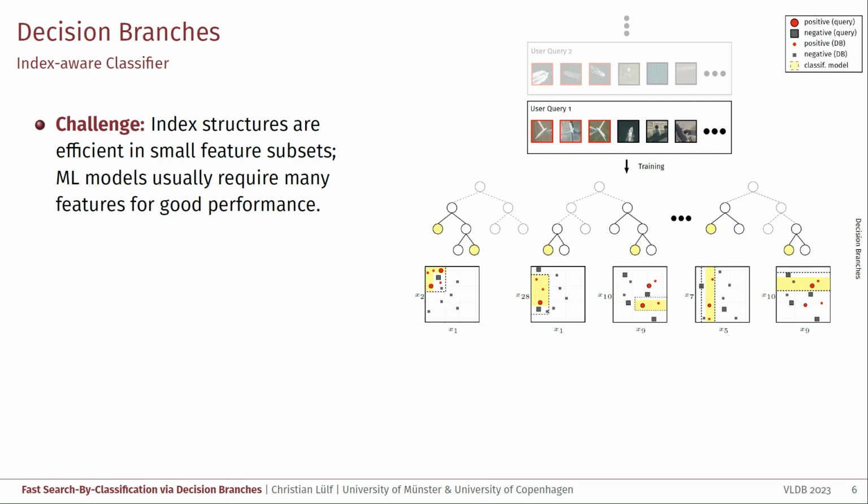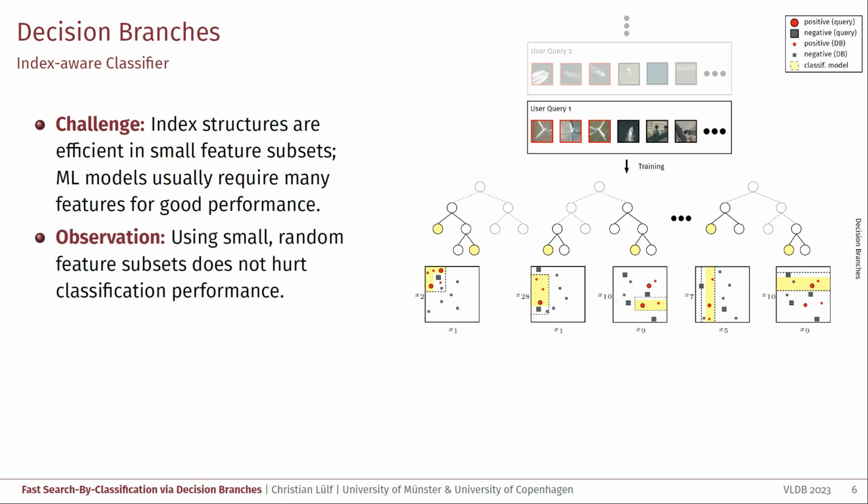Therefore, if we would use decision trees directly to translate the leaves into range queries, we would end up with leaves that cover nearly all available features. Thereby, we would lose all the benefits of the index structures. Therefore, we had to come up with a new construction scheme for trees that only uses a small subset of features, but still achieves a good classification performance.